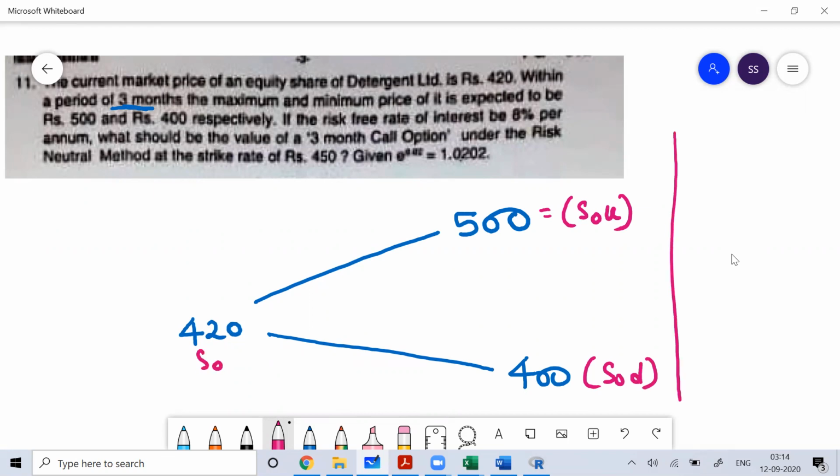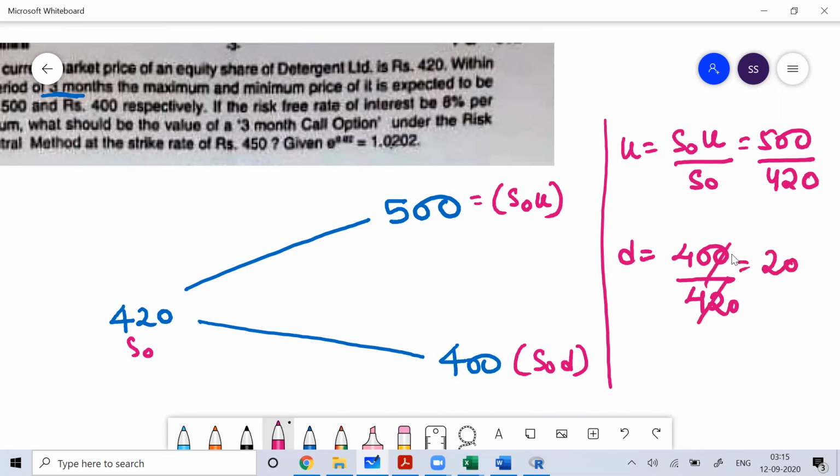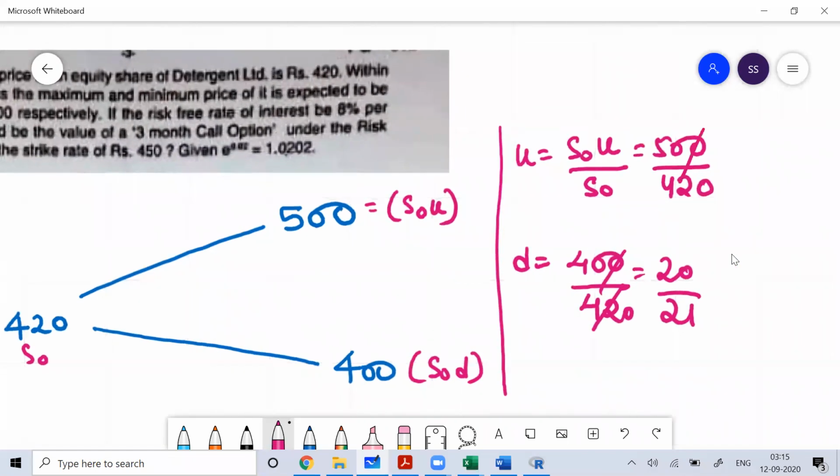With this I can find the value of U. U would be equal to S naught U divided by S naught, means 500 divided by 420. This is the U value. D value would be similarly 400 divided by 420. So U is 25 by 21 and D is 20 by 21. U would always be more than 1, and D is always less than 1.